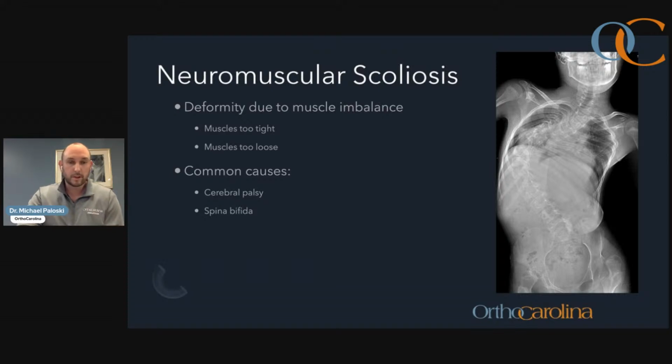Another common type of scoliosis we see here in the pediatric department is what's called neuromuscular scoliosis. This scoliosis is a deformity due to muscular imbalance, or how those muscles pull on the spine and on the vertebra themselves. Sometimes these muscles can be too tight and cause the spine to curve, and sometimes the muscles can be too loose and the spine doesn't have any support, and so it causes it to curve. The kids that tend to have neuromuscular scoliosis are ones that have cerebral palsy or spina bifida.